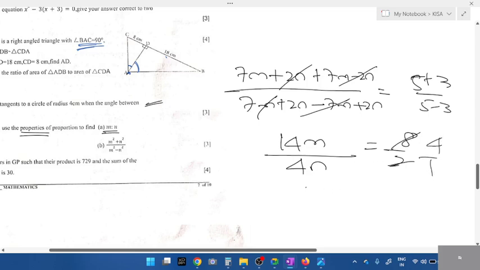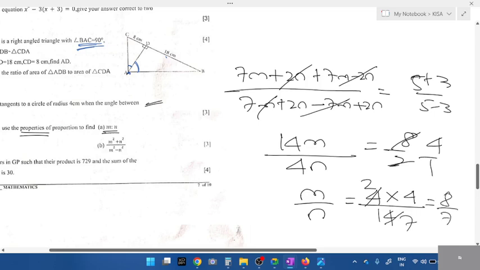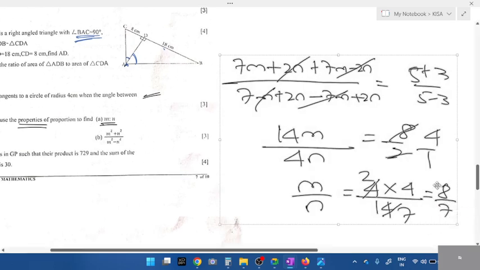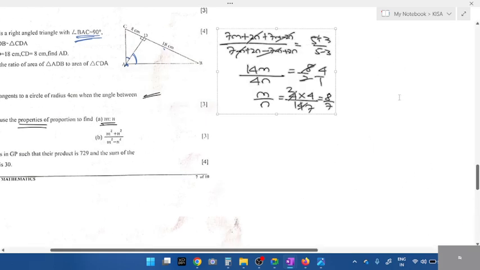Cross multiply. Just keep m and n as they are. What happens to 4 if it goes to the other side? 4 into n, 4n. 2 twos are 4, 2 sevens are 14. What's the value? 8 divided by 7. So if 8 divided by 7 is given, we need to substitute here. Is it clear? Till here, did you understand? m is to n. What do we need to do, students? We found the value of m is to n. m is to n is equal to 8 is to 7. That is the answer. That is done.